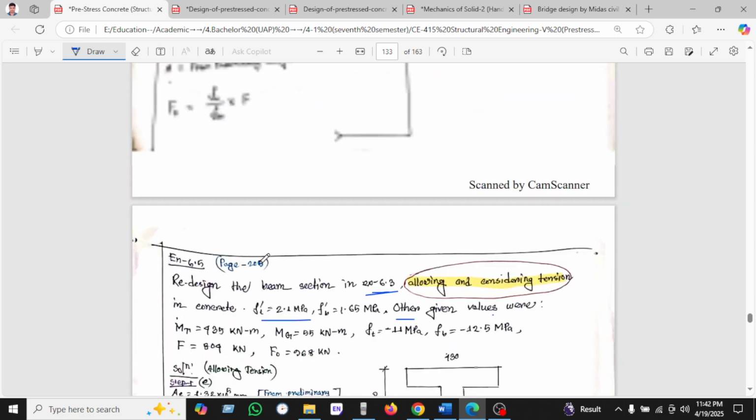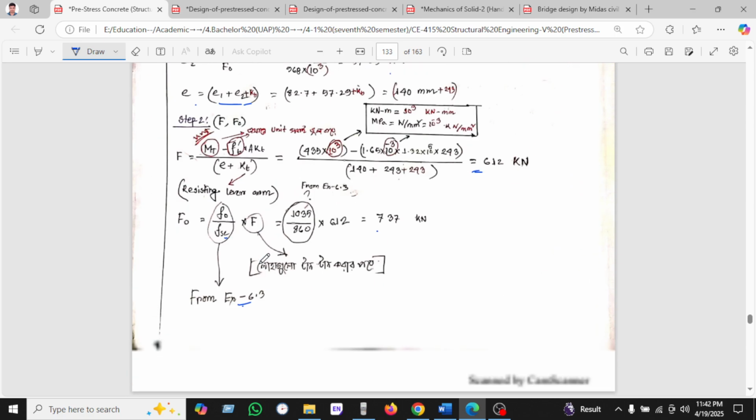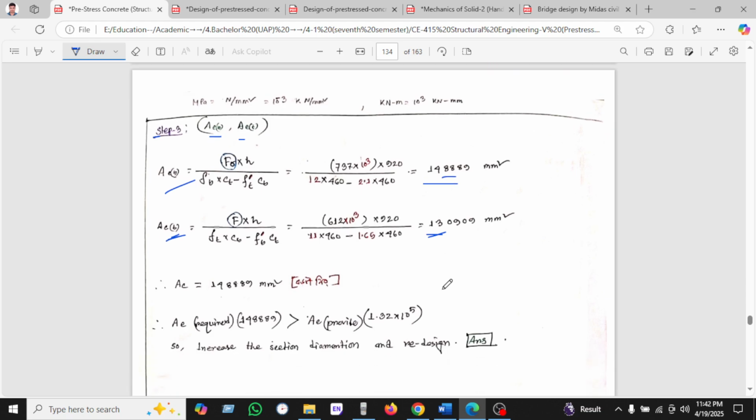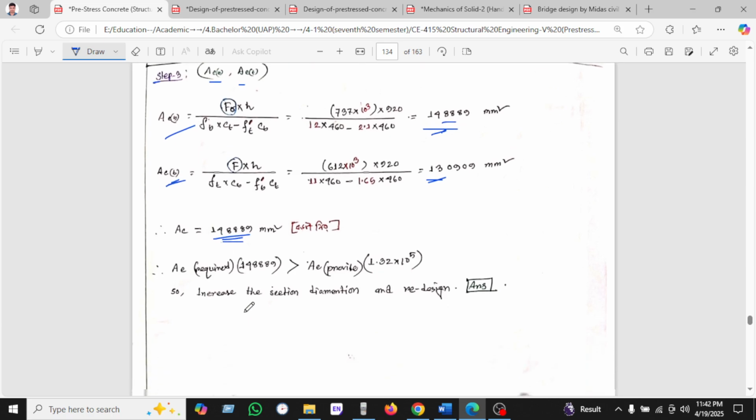It is taken as 6.3, as we've seen in the previous calculation. Now step 3, we're using the concrete in bottom and top. Using this formula, the area of concrete at the bottom is found here, and for concrete, this formula gives the value here. We can see this is the bigger value, that's why we've been taking the bigger value. We have provided this value, but we have found this value.